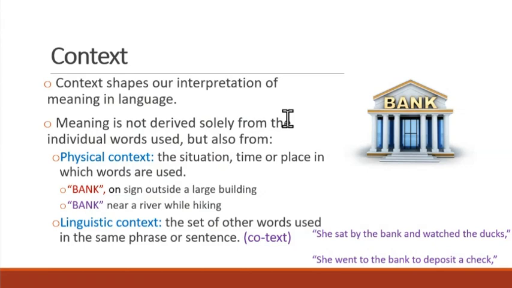Okay. He sat on the bank and watched the ducks, so bank at that time refers to the riverbank. Okay, she went to the bank to deposit a check. Okay, so the word bank there refers to a place where she goes to withdraw the money. Okay, that's how we try to understand the meaning of words using context.